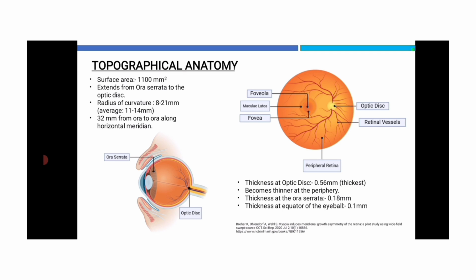The thickest point is the optic disc, measuring 0.56 mm. As we move outward, the retina becomes thinner. Near the ora serrata, it's about 0.18 mm, and at the equator of the eyeball, it's as thin as 0.1 mm.